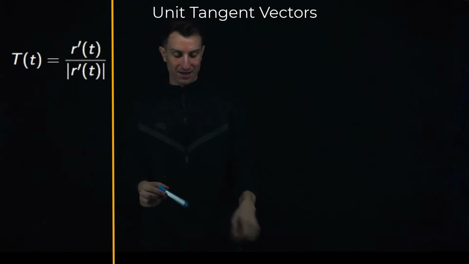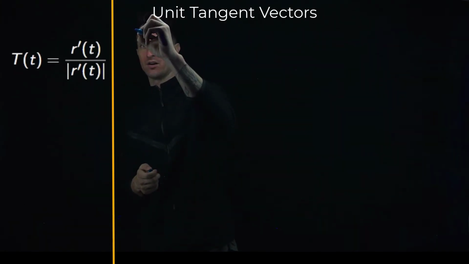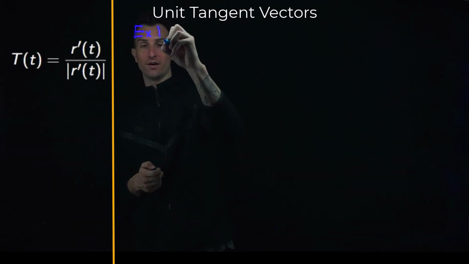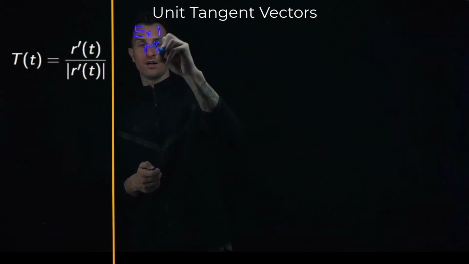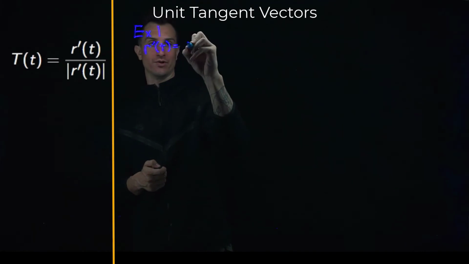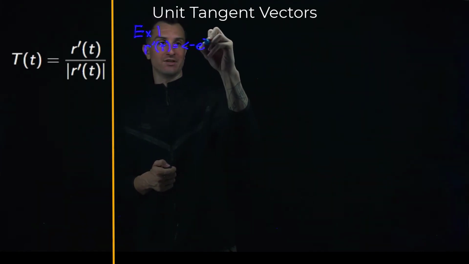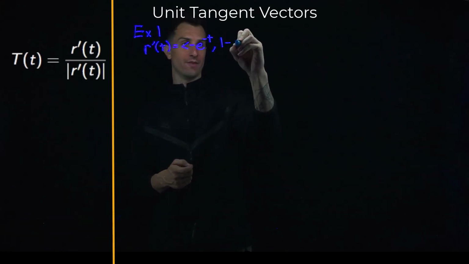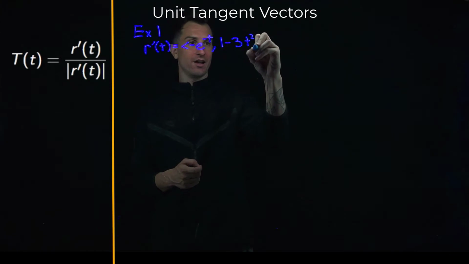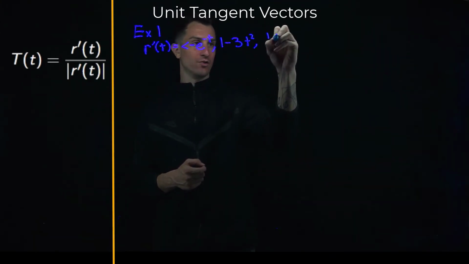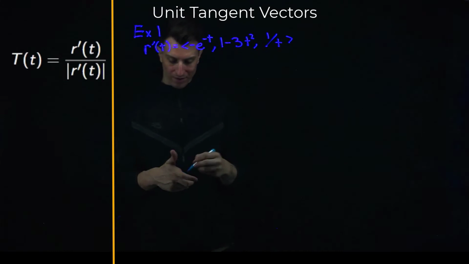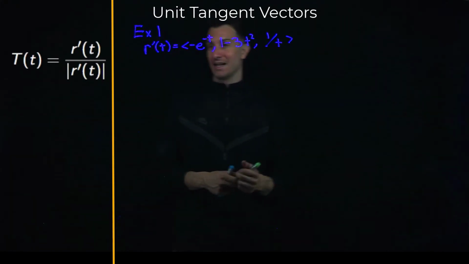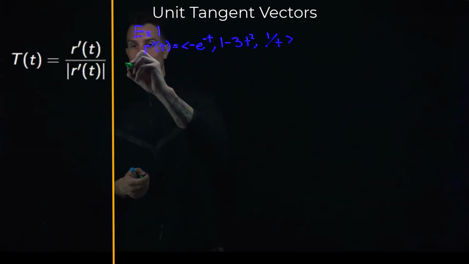I'm going to use the same examples that we had in our previous part of this video. So example 1, we had that r prime of t was equal to negative e to the negative t. This came from a mini chain rule. We had the power rule, which left us with 1 minus 3t squared. And we had the natural log rule that ended us with 1 over t. And now what I want us to do is find the unit tangent vector at, let's go ahead and apply this to t. We'll write this over here.